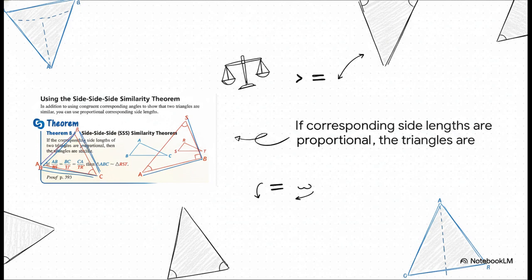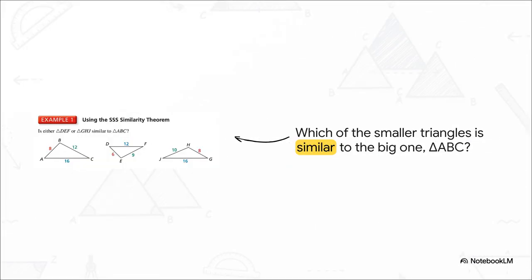The theorem itself is actually beautiful in its simplicity. It just says that if you can show that the ratios of all 3 pairs of corresponding sides are equal, then bam, the triangles are guaranteed to be similar. You don't even have to know a single thing about the angles. So, how does this actually work in practice? Let's put it to the test. We've got one big triangle here and 2 smaller ones. Our mission is to use this SSS shortcut to figure out which of the little triangles is a perfect, tiny clone of the big one.